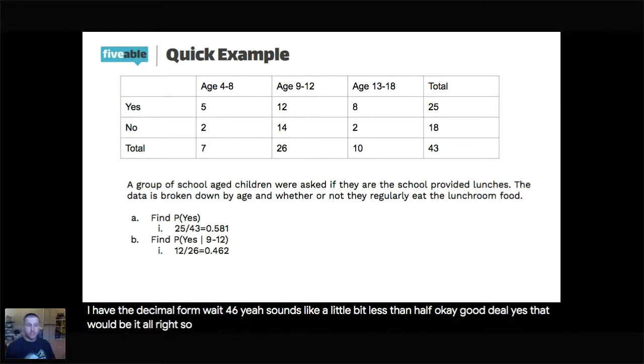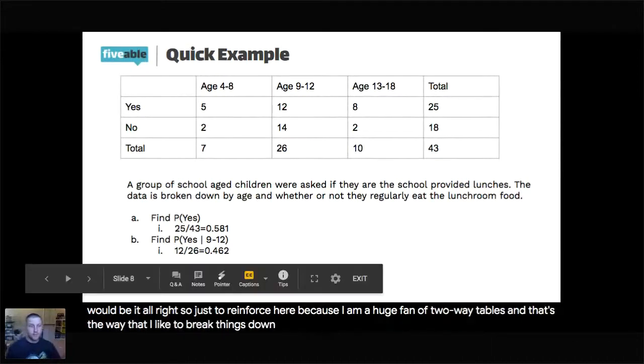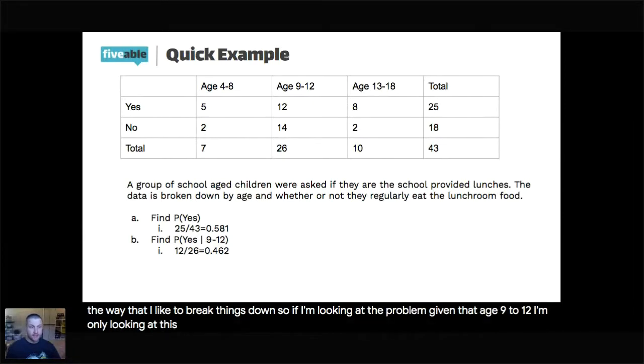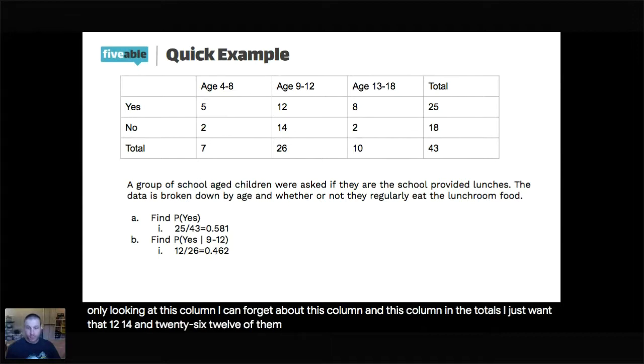All right, so just to reinforce here, because I am a huge fan of two-way tables, and that's the way that I like to break things down. If I'm looking at the problem, given that age 9 to 12, I'm only looking at this column. I can forget about this column and the totals. I just want that 12, 14, and 26. 12 of them are yes. There are 26 total. So I am 12 out of 26.